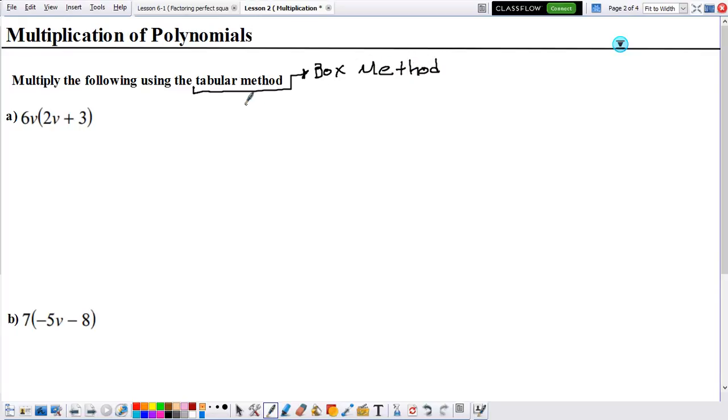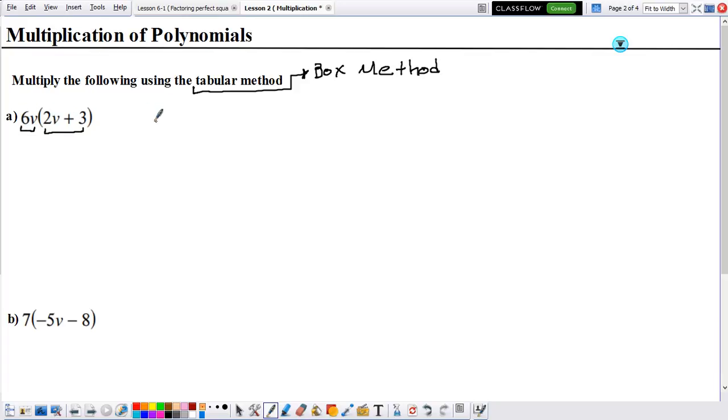So let's see, how can we multiply polynomials using the box method? Here we see example 1. They're asking us to multiply 6b times 2b plus 3. The first thing you should do is look at how many terms you have in each expression. In the first expression, we have one term, and in the second expression, we have two terms, 2b and 3. We're going to create a box according to the dimensions of what we're multiplying. The first expression gives you how many columns, and the second expression gives you how many rows.